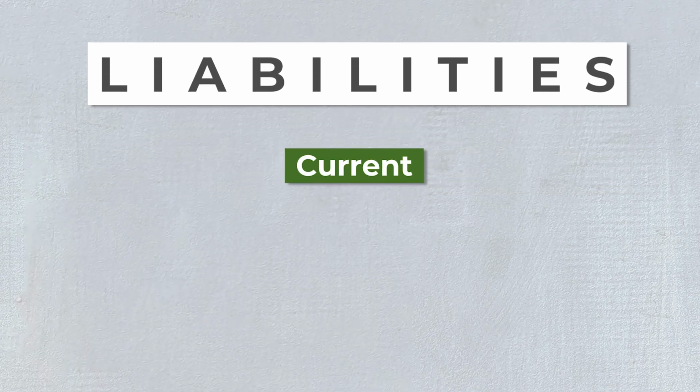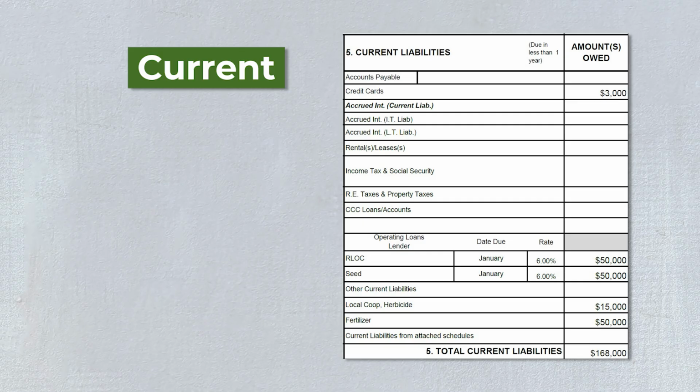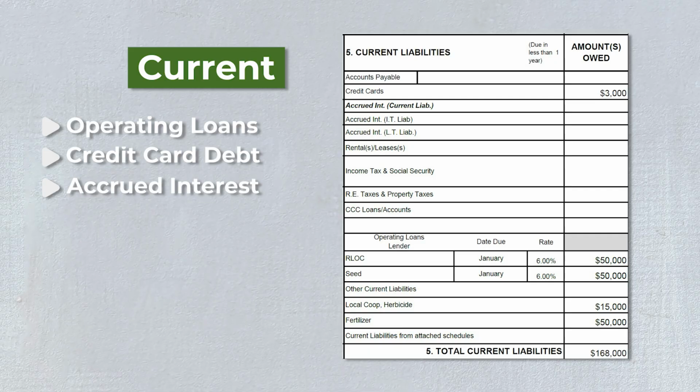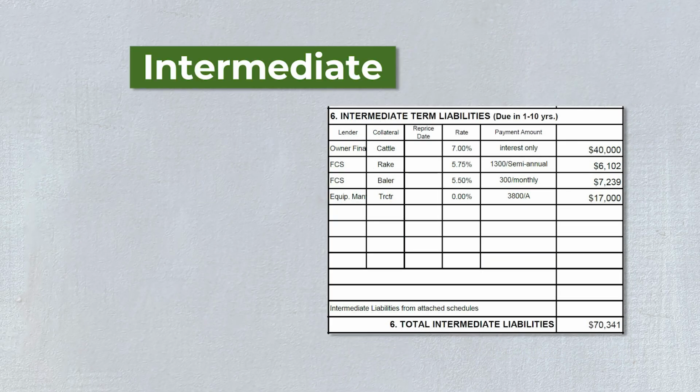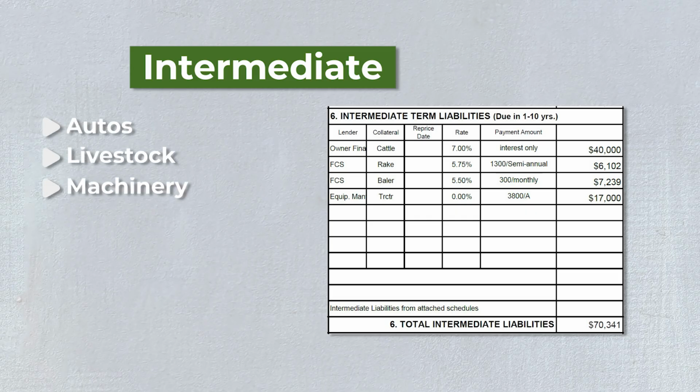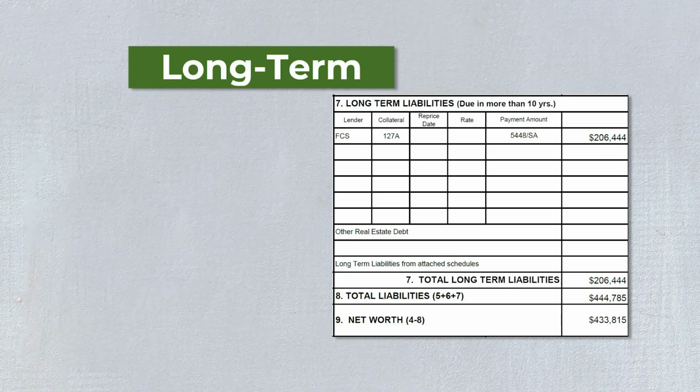Okay, now let's move to the right side. Liabilities. These are what you or your operation owes to others. Just like assets, liabilities are also divided into current, intermediate, and long-term. Current liabilities are debts due within 12 months. Think operating loans, credit card debt, and accrued interest. Intermediate liabilities are typically due in less than 10 years, like short-term notes for autos or livestock or machinery. Long-term liabilities are for things like real estate or home mortgages.